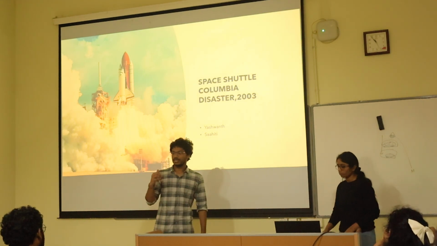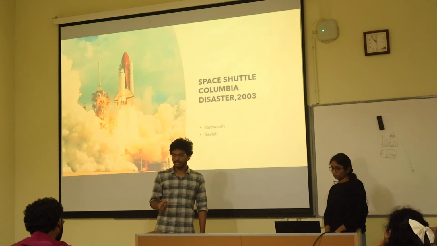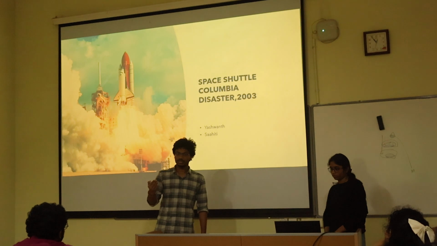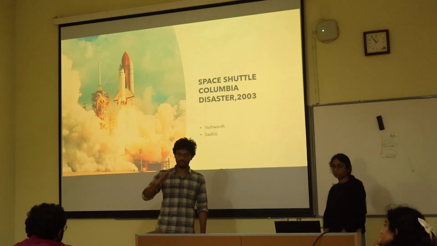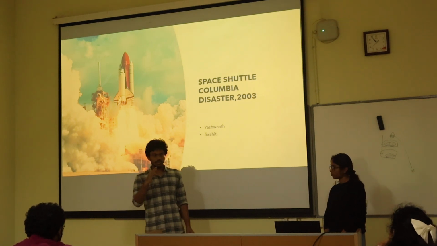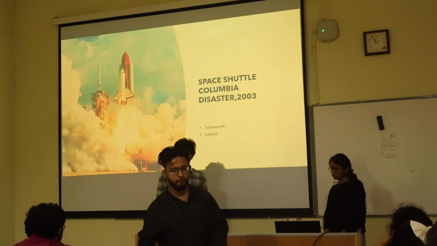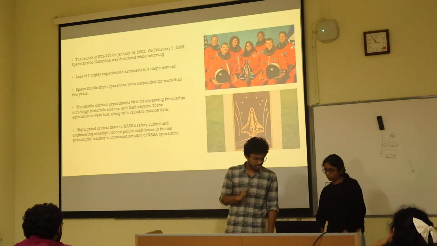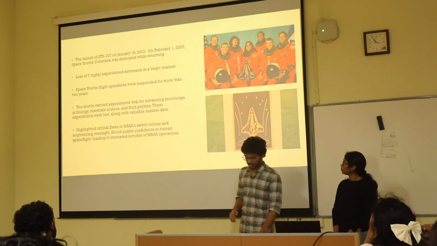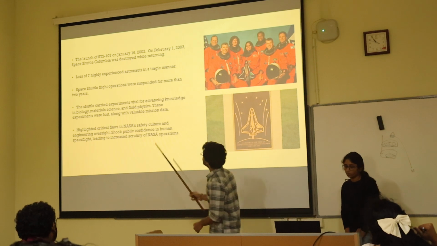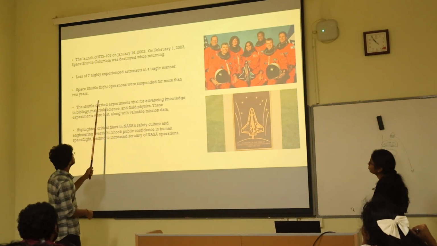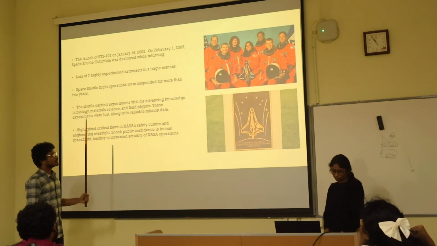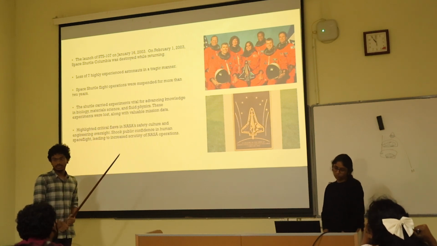So, the disaster happened on February 1st, 2003. It happened not during the launch, unlike Challenger, it happened while returning. It was launched on January 16th, 2003, but the damage happened on returning. The name of the space shuttle is STS-107, and the crew consisted of only 7 people.